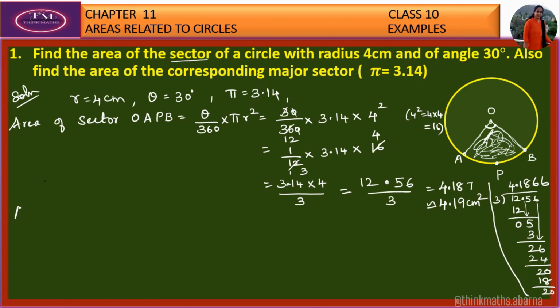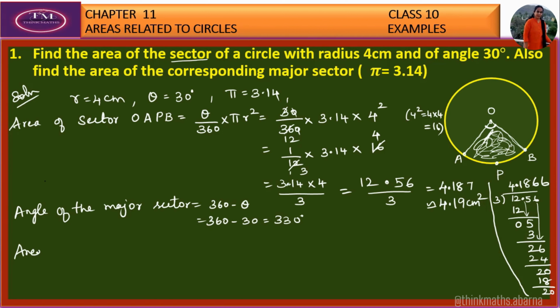So now the angle of the major sector is equal to 360 degree minus theta. So 360 degree, theta is 30, so it is 330 degree. Now the area of the major sector. Let us name the point in the major sector as Q. So now it will become OAQB.